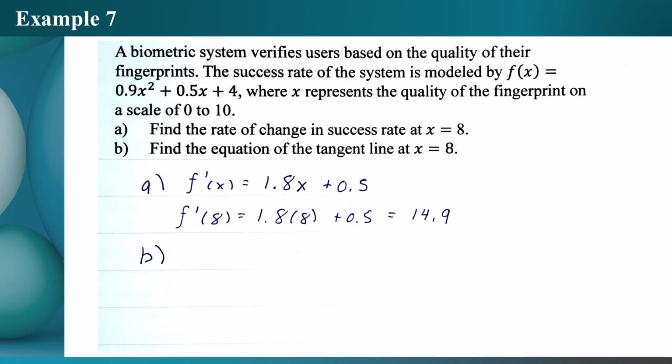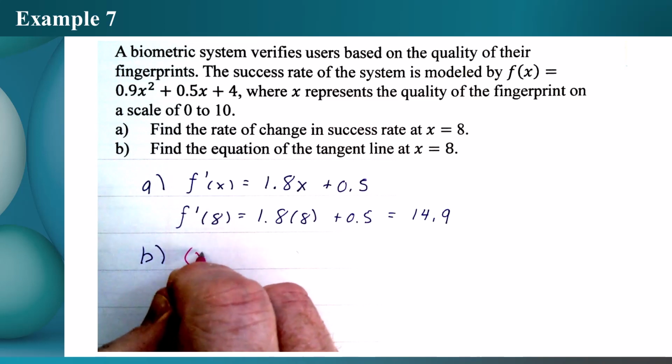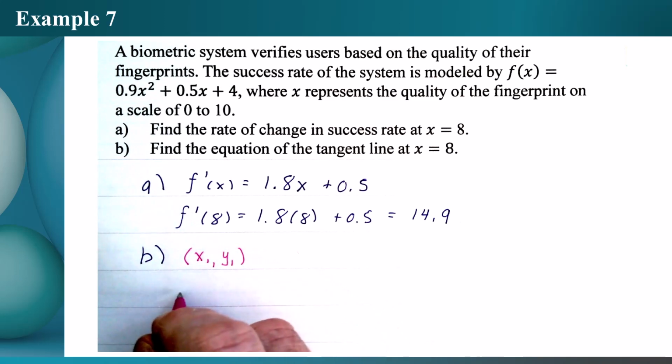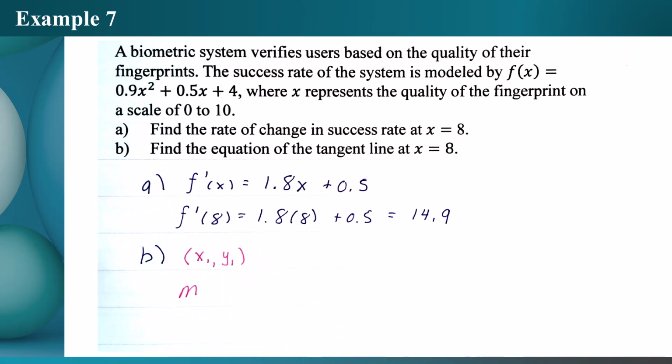And here we want to find the equation of the tangent line at x equals 8. Now let's remember that to find the equation of a line, there are two things that we need. We need a point, and I'm going to call that x1, y1, and we need the slope, which we'll call m. Now if we have these two things, the equation of the tangent line is given by y equals m times x minus x1 plus y1. And that's called the point-slope formula.